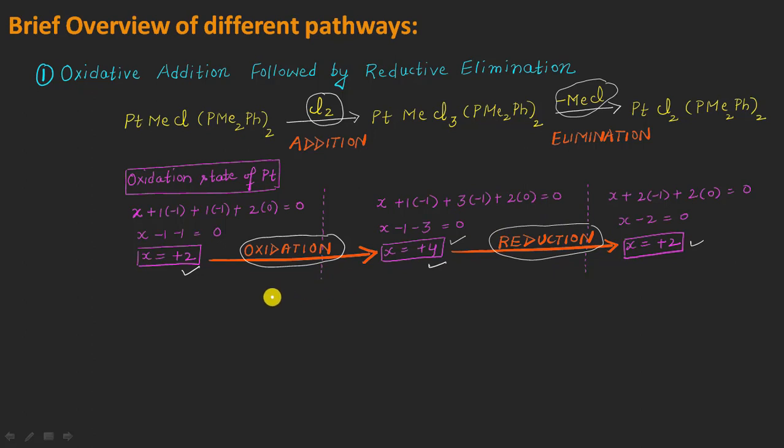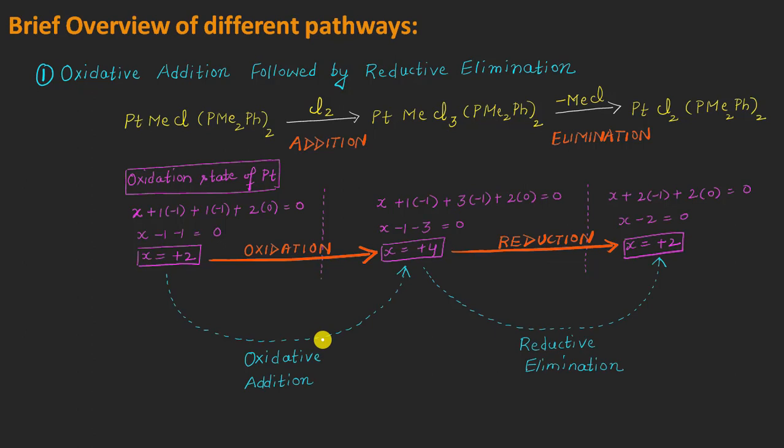So that I can have some name for the first step, because of this addition and this type of oxidation in the first step, I can call it an oxidative type of addition, which you can see here. And because in the second step elimination is taking place with a reduction type of reaction, I can better call it a reductive type of elimination, right?